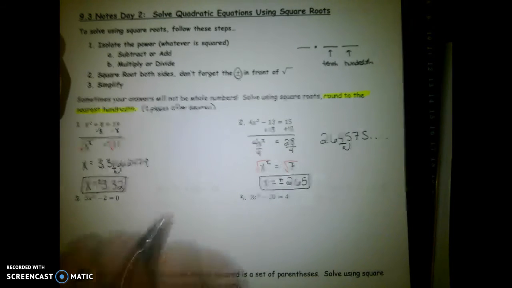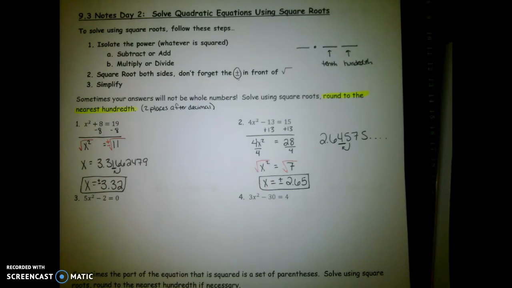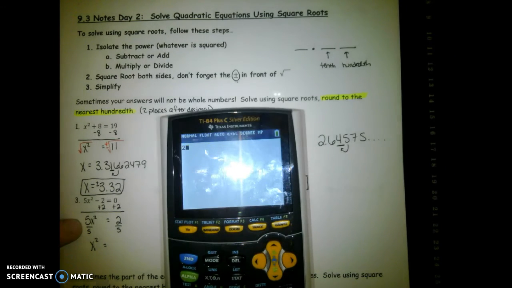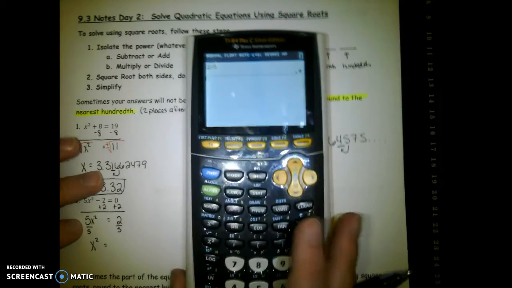All right. Why don't you try number 3 on your own? Pause the video and try number 3 on your own. Okay, the problem with number 3, when we divide both sides by 5, we start by adding 2 on both sides, then we divide both sides by 5. When we do 2 divided by 5 in the calculator, we get 0.4, and that's okay.